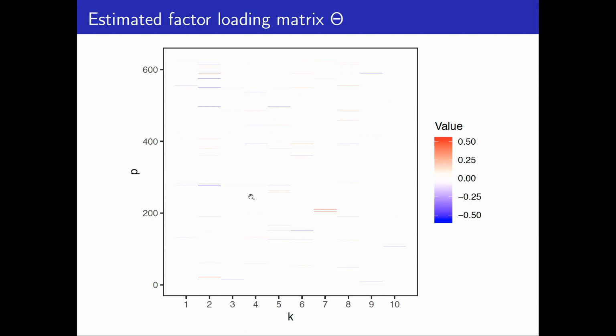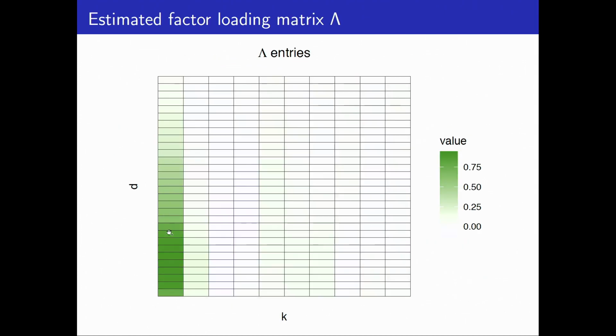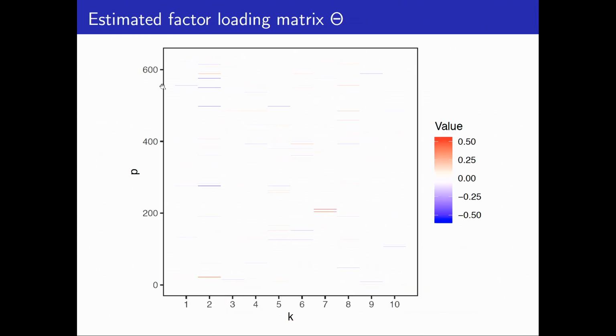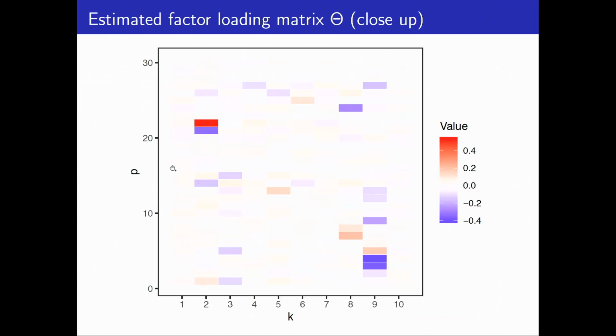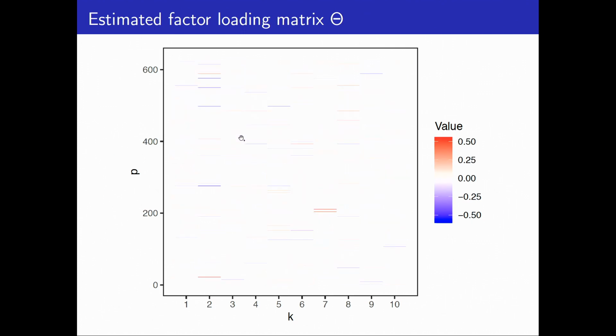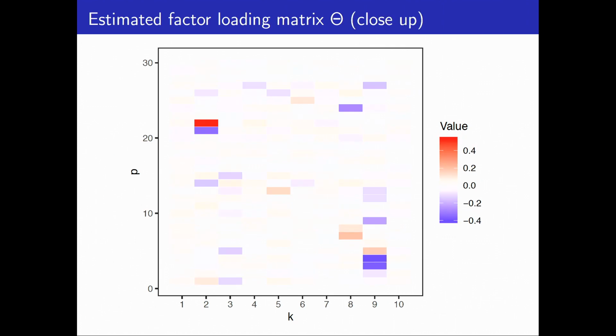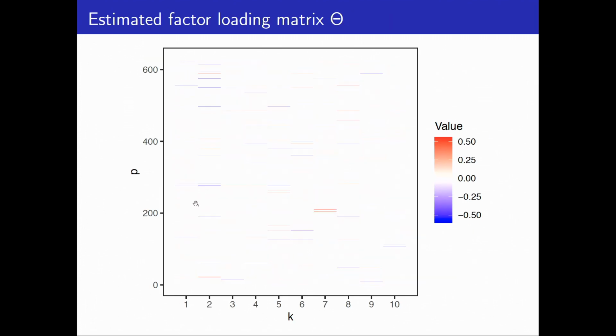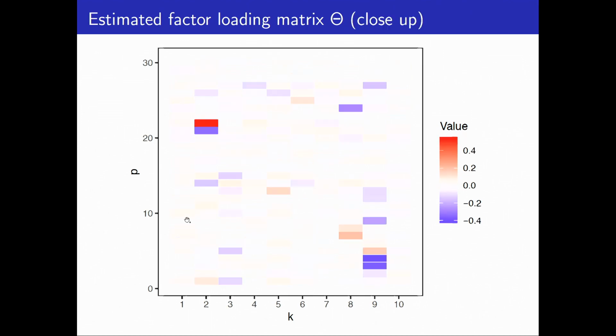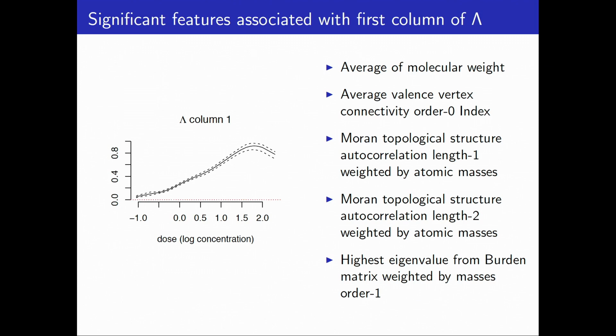And you can look and say, okay, we have this first column that seems pretty dominant in our lambda matrix, and that's associated with this first column of our theta matrix. And here's a close-up look at the first 30 features of our theta matrix, just to get more of a visual, because the 600-dimensional matrix is hard to see. For this matrix, we have a lot of zeros, but for the non-zero entries, what do we have that's related to this first classic toxic curve? And what we see is things like average molecular weight, average valence vertex connectivity, order 0 index. And if anyone knows what these are, can they please tell me?